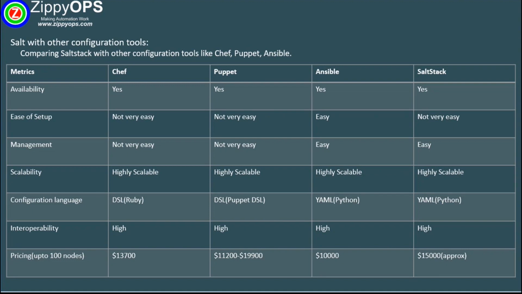But honestly speaking, Ansible takes the upper hand in the functionality and cost perspective, but Salt also has its own merits and demerits.